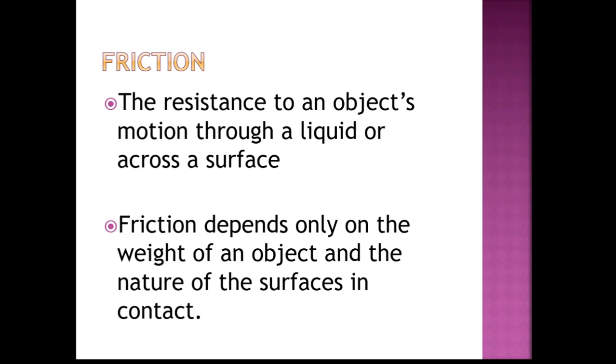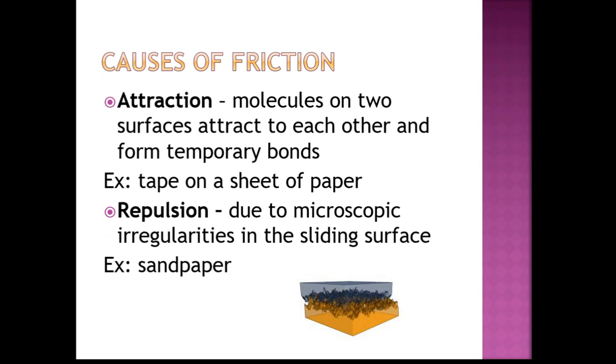All right, friction is the resistance of motion, and it depends on the weight of an object and the nature of the surfaces. So there's two parts to this friction. You have attraction, and that's where the molecules on the surfaces attract to each other and form temporary bonds. And that's like if you put tape on a sheet of paper, they're attracting to each other. Okay, repulsion has to do with the microscopic irregularities on the surface. So like if you put sandpaper against a wooden surface, they're going to repel each other. They don't want to be together.